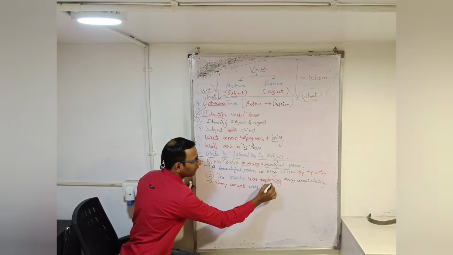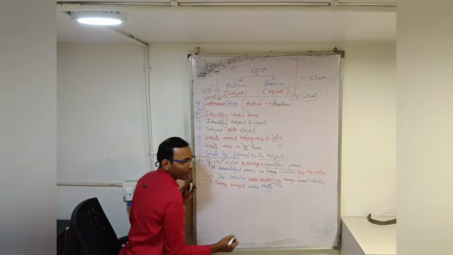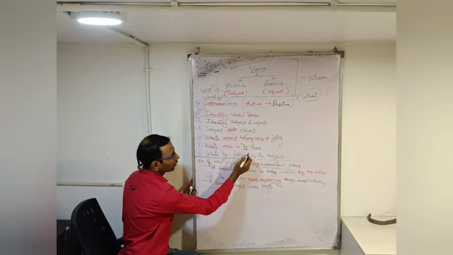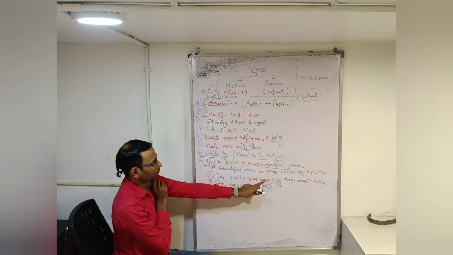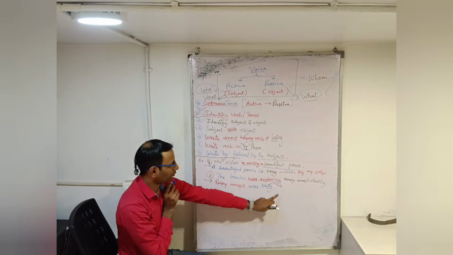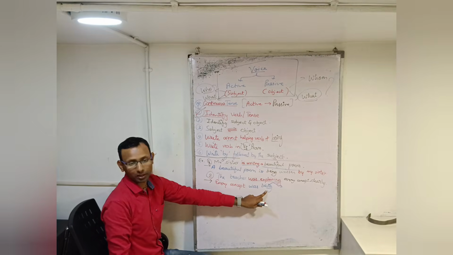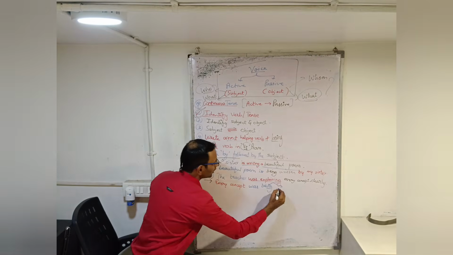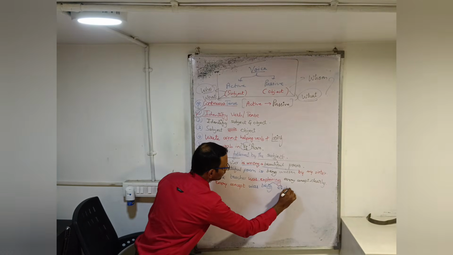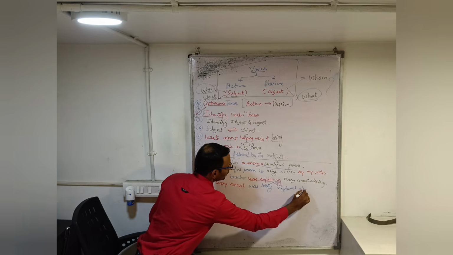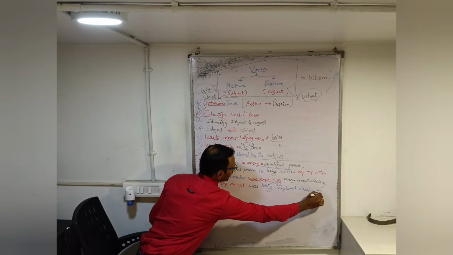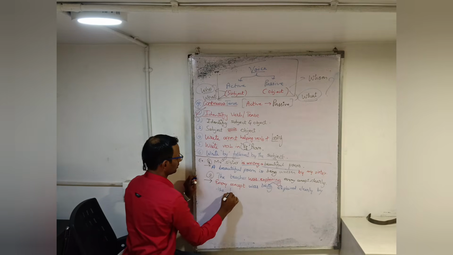So basically, what are we doing? We are breaking down this ing into two parts. Because we know that we need V3, we need explained instead of explaining. But where do we put this ing? We put it with being. Every concept was being explained clearly by the teacher.